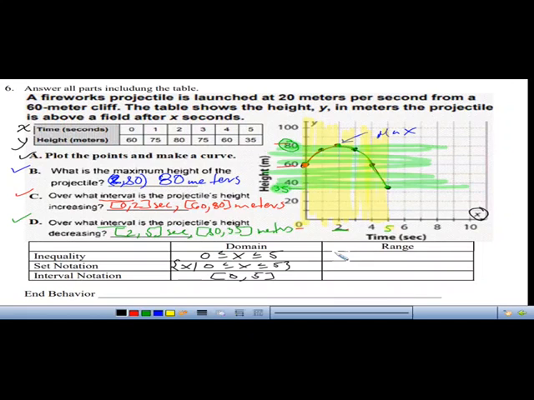So that means this is 35 less than or equal to Y less than or equal to 80. Solution set of Y such that 35 less than or equal to Y less than or equal to 80. And in interval notation, bracket 35, comma, 80, bracket. All right.